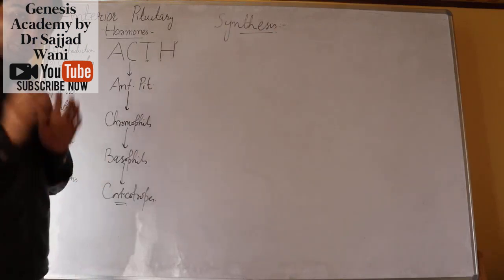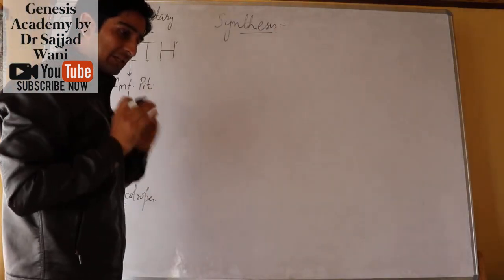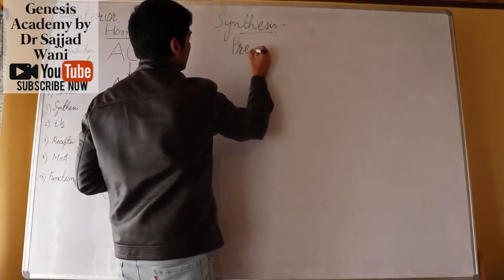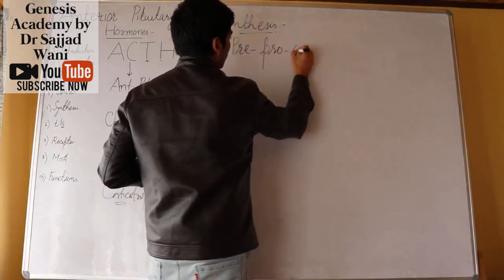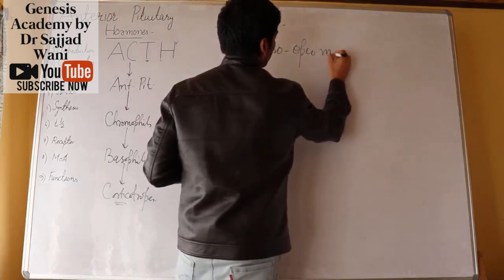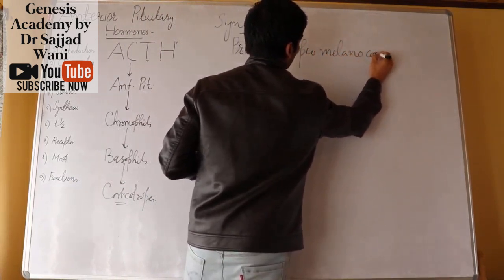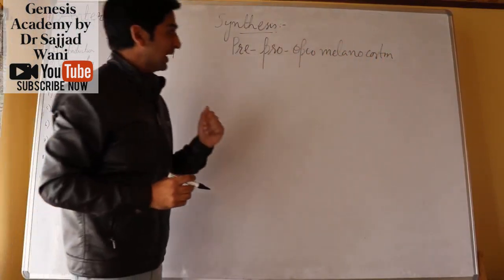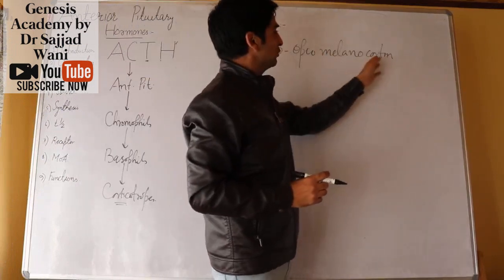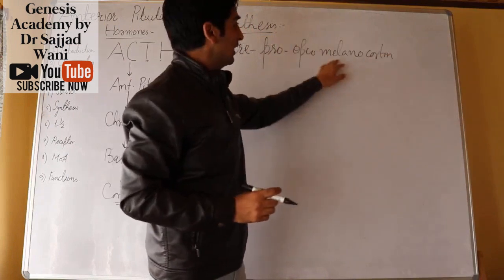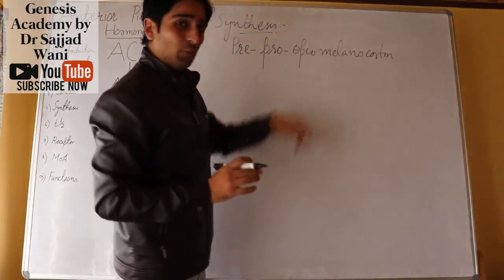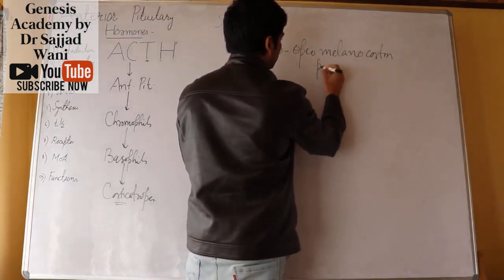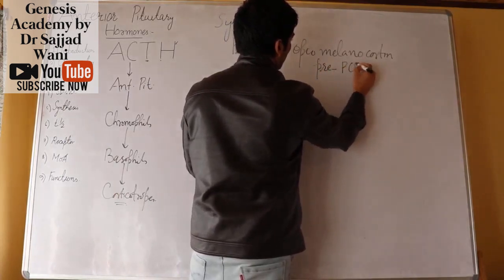This is very important. You must remember that ACTH is actually synthesized from a precursor molecule which is known as pre-pro-opio-melanocortin. Pro-opio-melanocortin, right? So it is somehow related to cortin, meaning corticosteroids or adrenal cortex. Melano means melanin. Opio means opiates, right? So this is a molecule which is known as pro-opio-melanocortin, which is written as POMC.